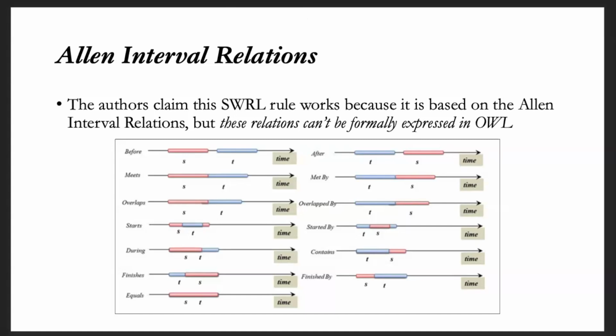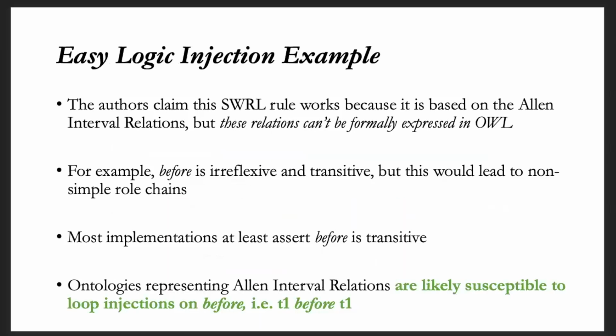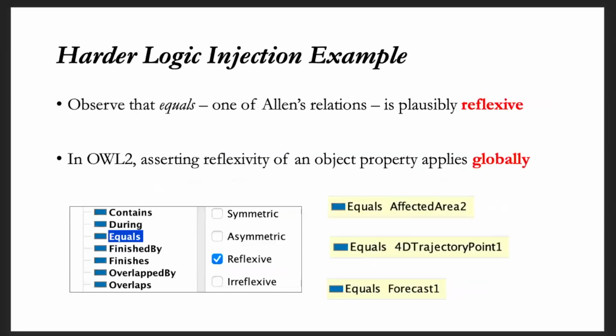OWL is not expressive enough to do that because you can't combine the appropriate role constraints and the same object properties to represent befores and meets and so on. For example, before is irreflexive and transitive. That would lead to a non-simple role chain in OWL, so you can't do it. If you try to, you'll get an error. Most implementations, though, at least assert before is transitive. Ontologies representing Allen interval relations are likely susceptible to this. I was giving a lecture about injection attacks on before, namely by asserting things like T1 is before T1. Most of them don't even use these OWL constraints, actually.